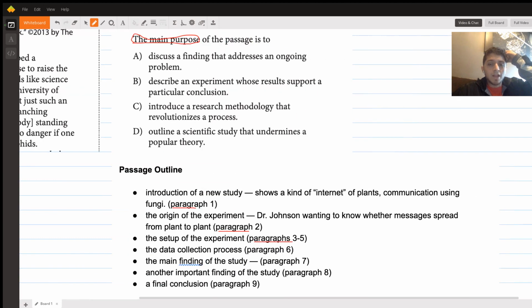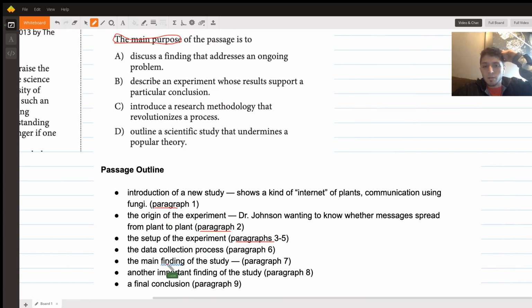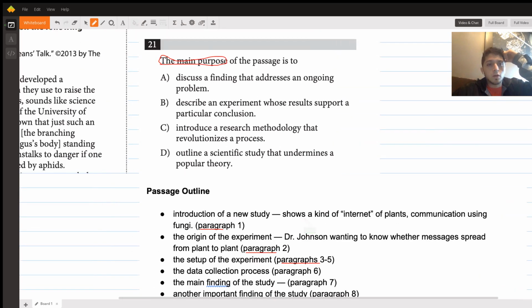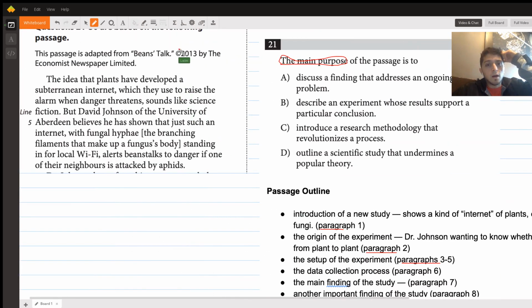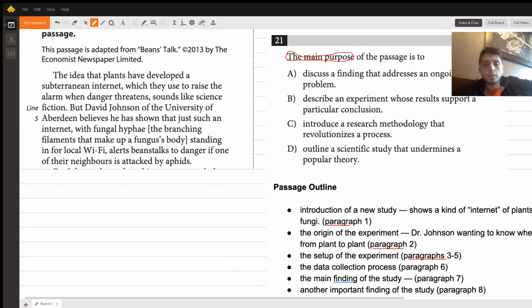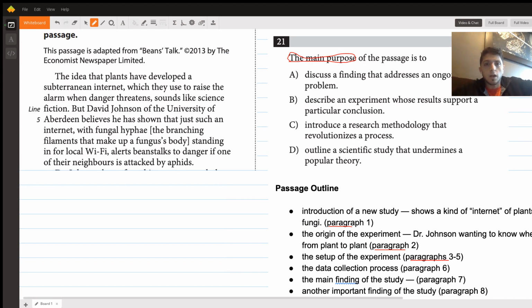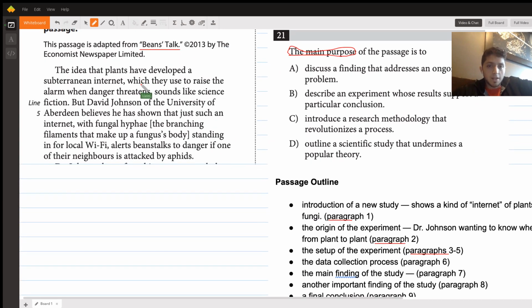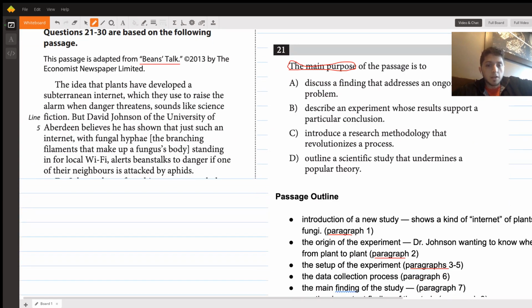Once we have that general idea, we know this is mostly about a single experiment meant to prove a certain point about the internet of plants. We can also go to the title and the introductory paragraph. Obviously we've already done this with the outline, but I like to get a little more focused on the specifics. The title says Beanstalk, which is about as helpful as it sounds, so there's really nothing there. But let's look at the intro.